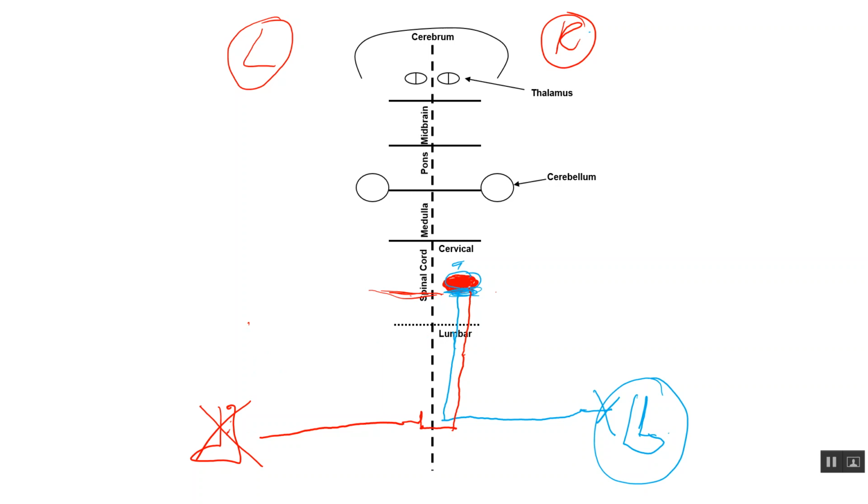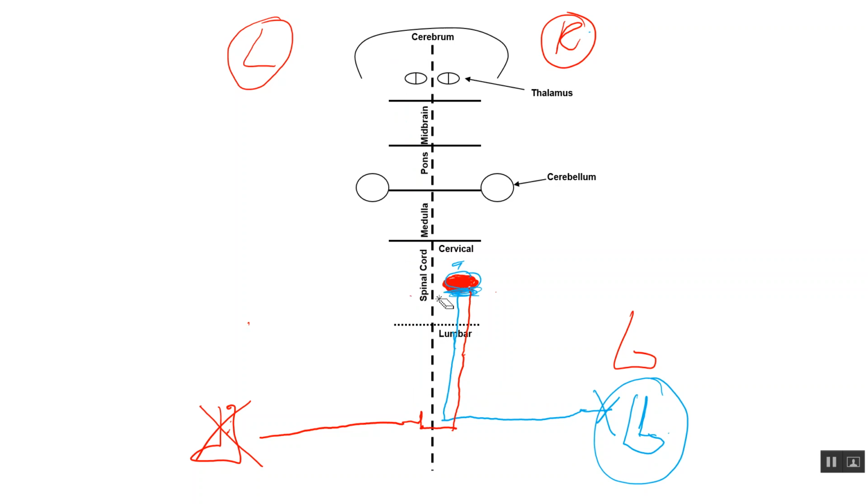So this is where you get this unique presentation of ipsilateral loss of proprioception, contralateral loss, because on this side, the pain and temperature stuff coming from the leg over here goes in, goes up or down a level or two, crosses over and misses the lesion. So it's okay on the same side as the lesion.